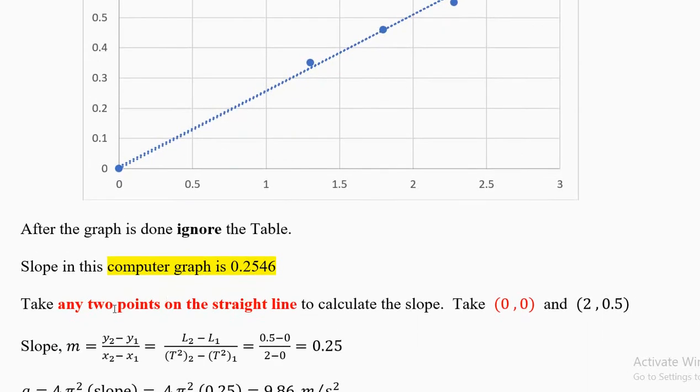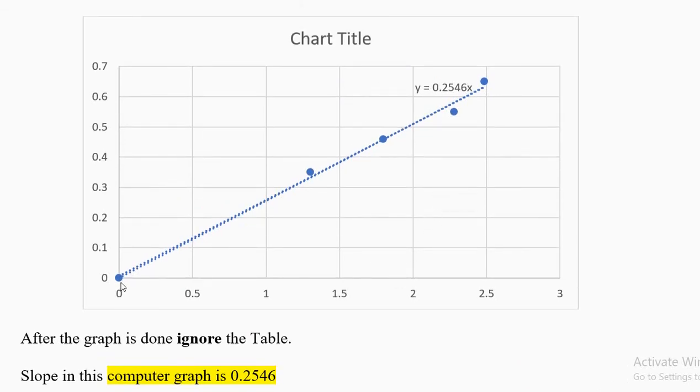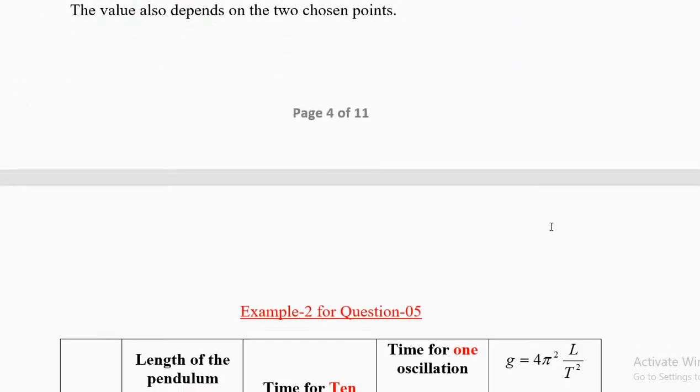Take any 2 points on the straight line. So don't worry about these blue points after you draw the line. Take any 2 points. Take points in the corner. So 0, 0 is in the corner. 2 and 0.5 are in the corner, takriban. Or if the line is big, you can see some more corners here. So just take it from the corner.